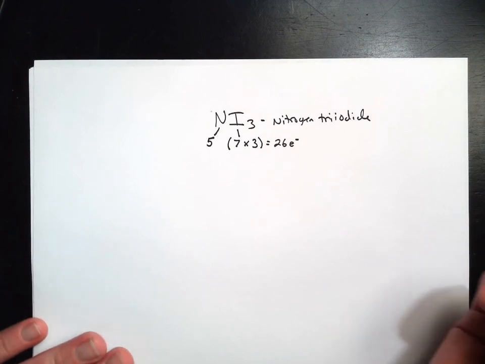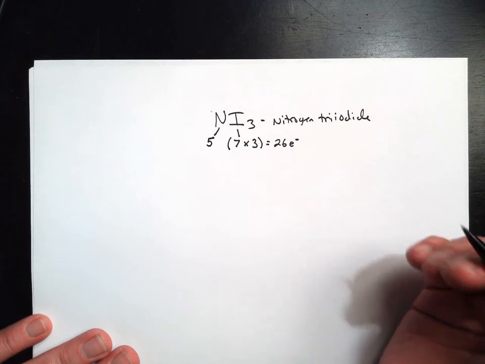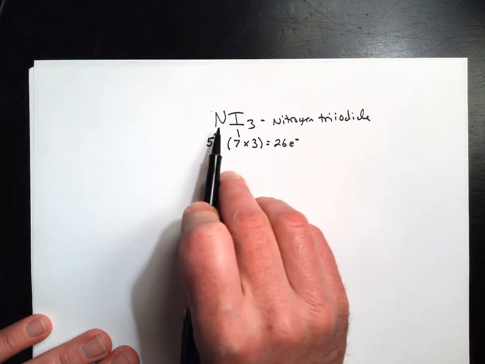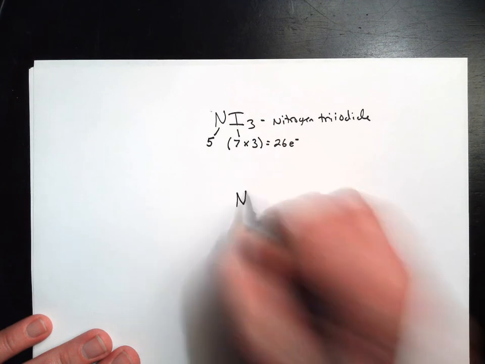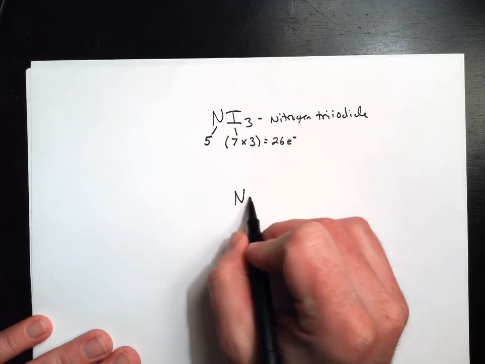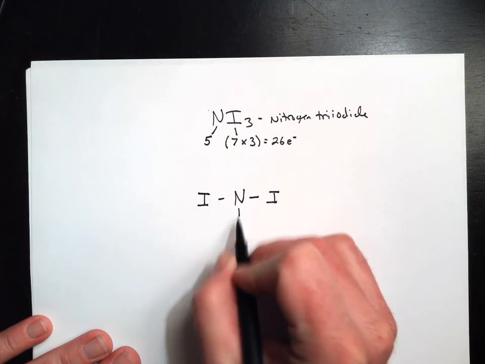Alright, so step 2 is to draw the skeleton structure. Usually the element that is written first goes in the middle, unless it's hydrogen, which doesn't go in the middle. Nitrogen would go in the middle, and I'm going to connect all of the other ones around it with single lines.